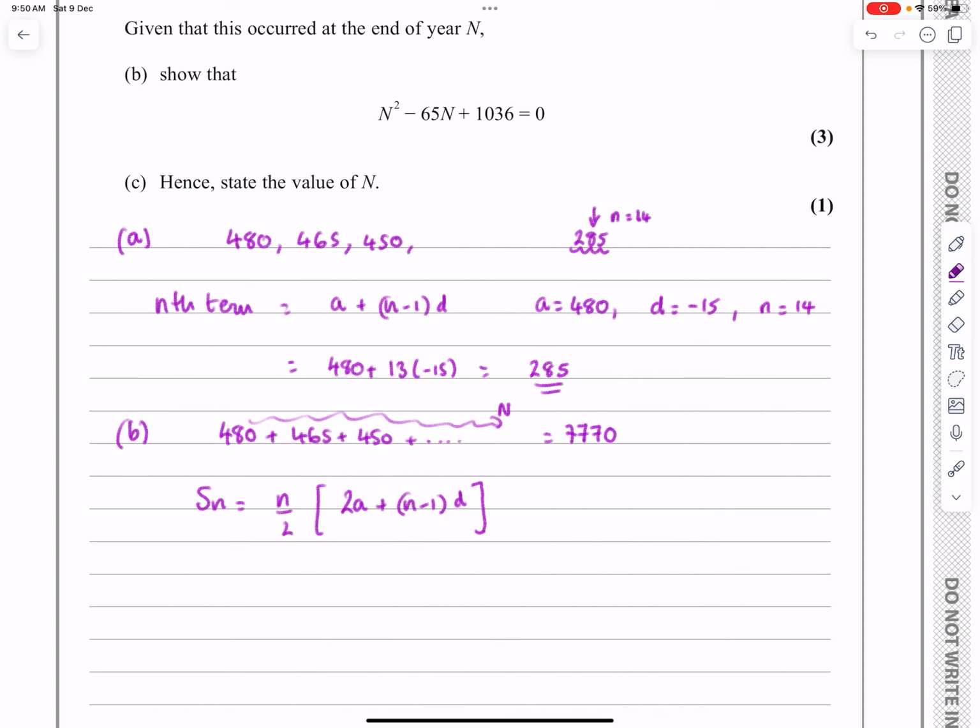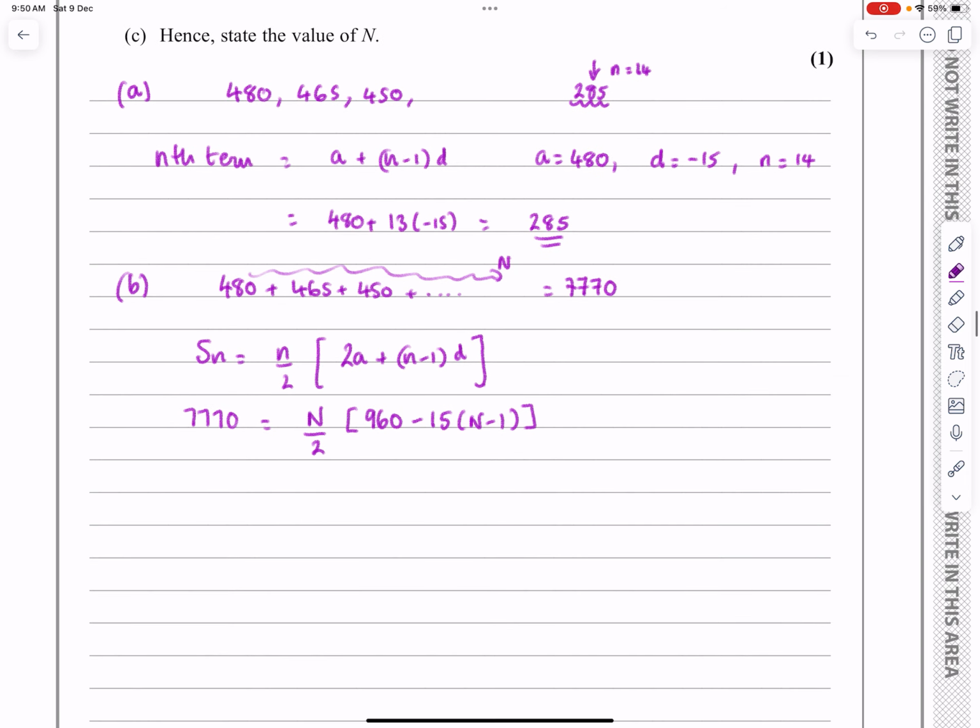The sum, we know, is 7770. N, they've told me is going to be a capital N there, is equal to, and I can put in a is 480, so 2 lots of 480 is 960. D is minus 15, so I'm actually going to put that at the front here, minus 15, N minus 1. And so now I've just got a quadratic which I need to be able to solve.